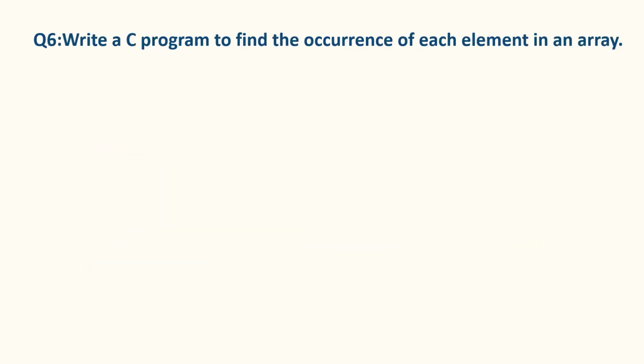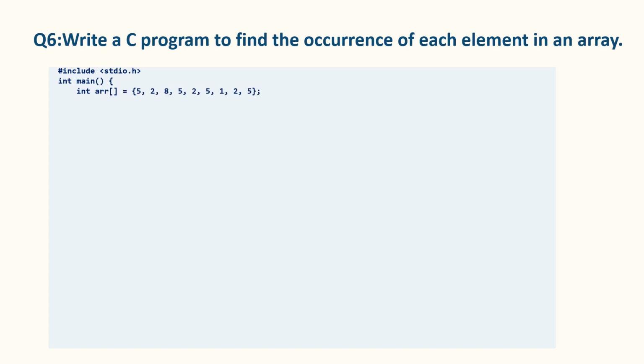Question number 6. Write a C program to find the occurrence of each element in an array. Let us write the program. #include <stdio.h> to include the library files necessary to perform the input-output operations. The main function is where the execution of the program begins.